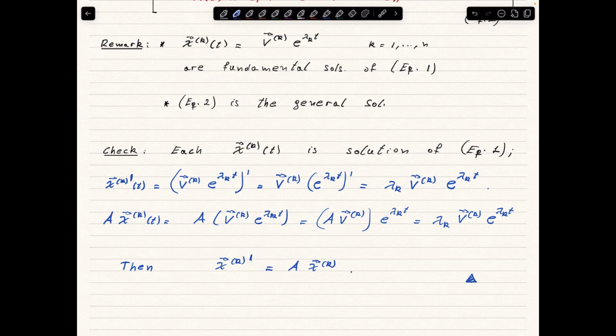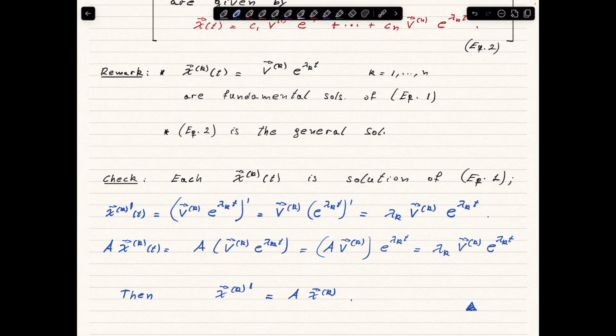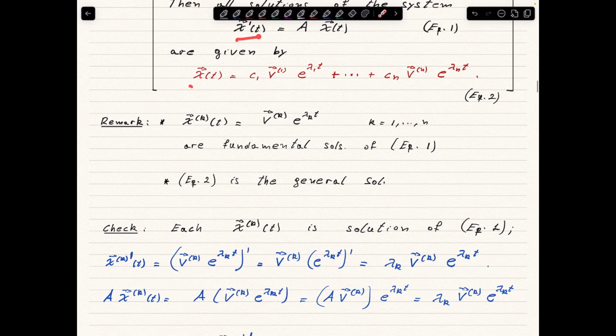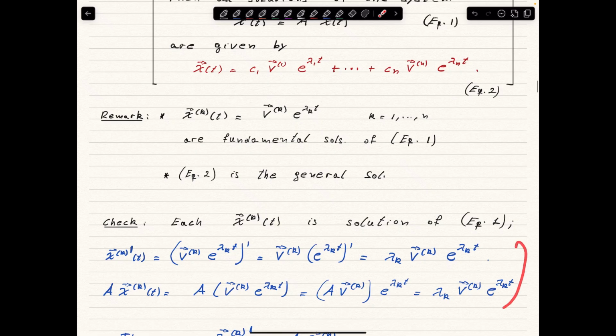And that's why this type of function, which is constructed with an eigenvector of the coefficient matrix and exponential of the eigenvalue of the same matrix, is always a solution, because the derivative here drops a lambda, and A acting on the vector drops another lambda, and then you obtain a solution.